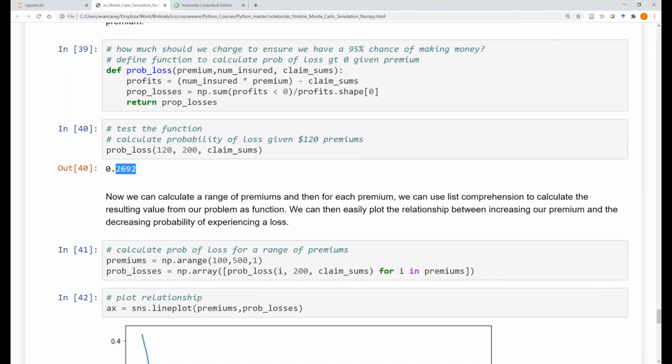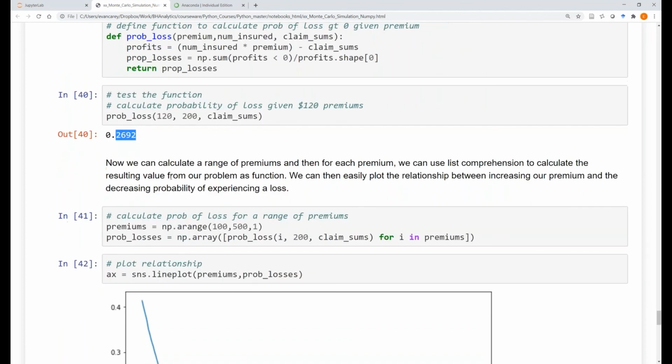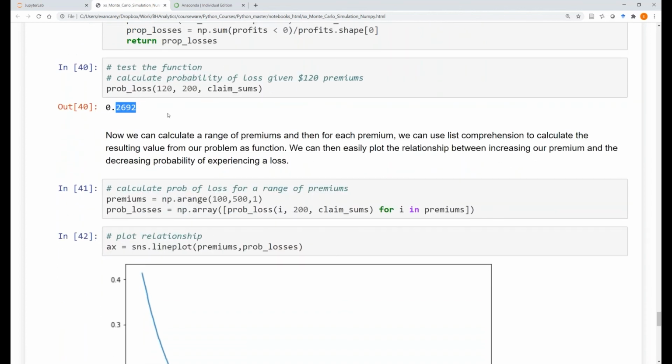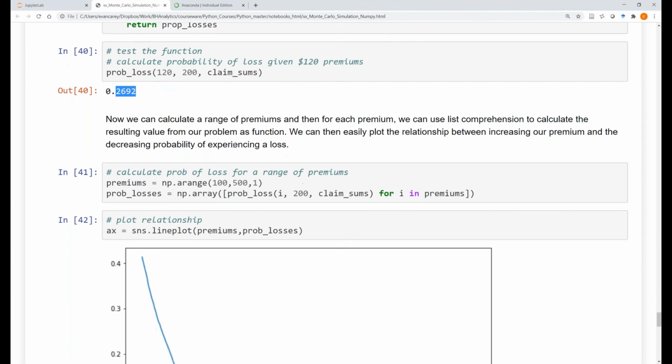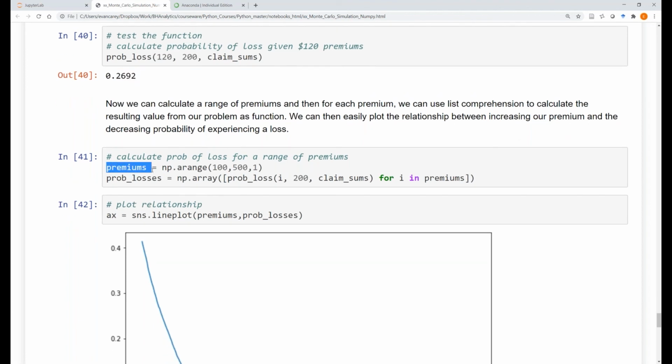So what I'm going to do now is basically do in Python what would be a for loop. For a bunch of different premiums, 100, 105, 200, and so forth, what is my probability of loss? I'm going to start by generating possible premiums. That's going to be numbers between 100 and 500 by 1. So if we charge $100, what proportion of the time do we lose money? We charge $101, what proportion of the time do we lose money? $102, what proportion of the time do we lose money?